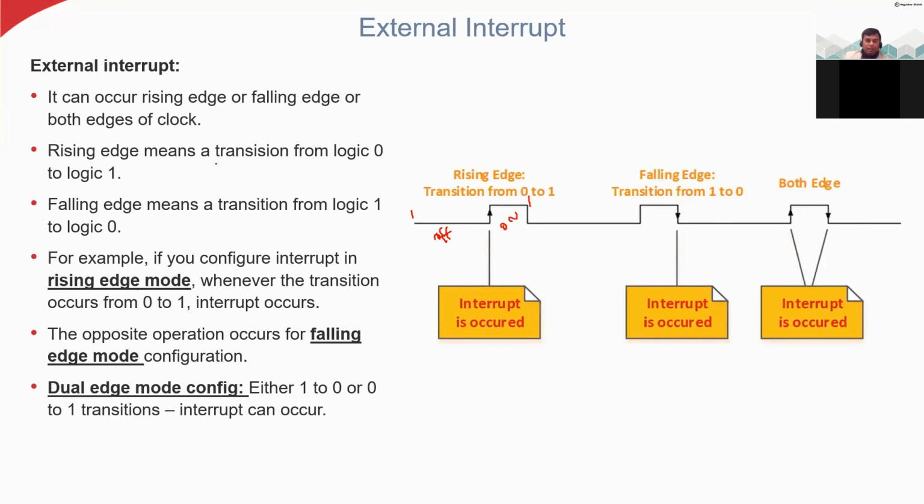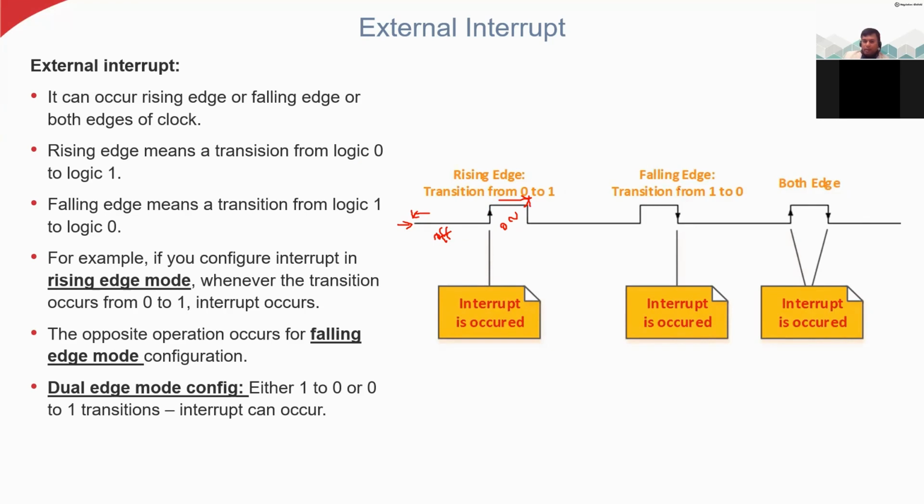Rising edge means a transition from logic 0 to logic 1. This is logic 0, low level, and this is the maximum, plus 5 volts. So there is a transition from logic low to logic high. A transition from 0 to 1 is called a rising edge. I said this is the duty cycle.